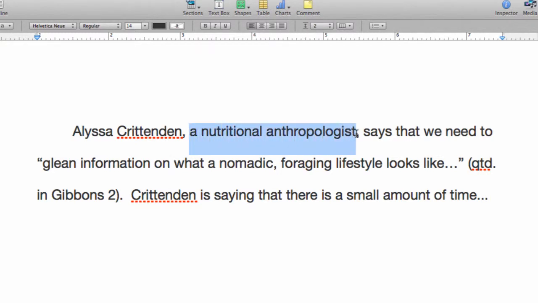Okay. And the other thing I wanted to note about this is that I really like that this person included that Alyssa Crittenden is a nutritional anthropologist. I think that's great. It clarifies why she has some authority and why we need to respect what she said, and take what she's saying seriously.